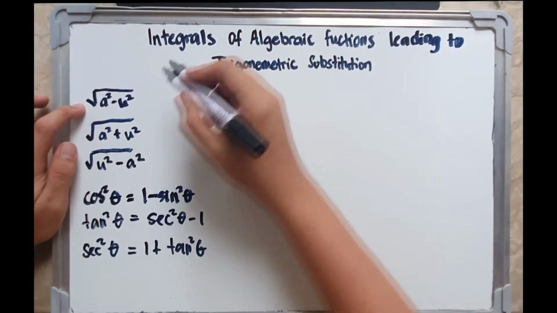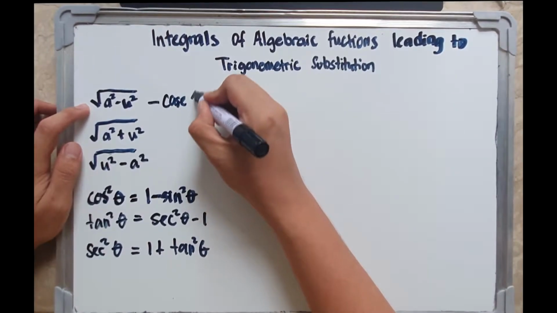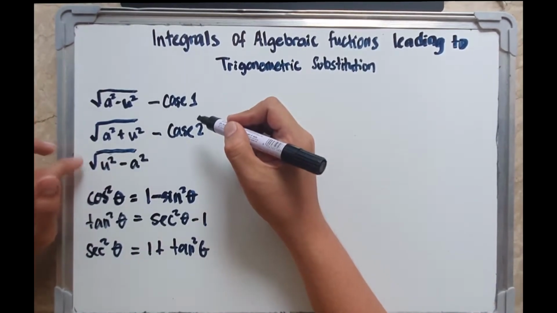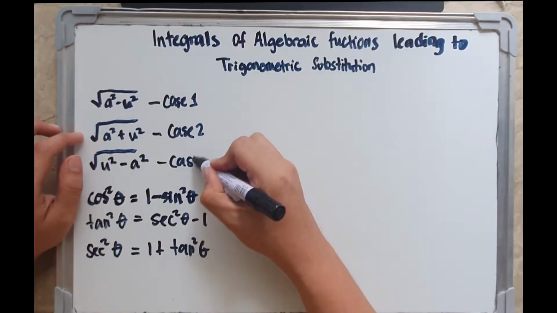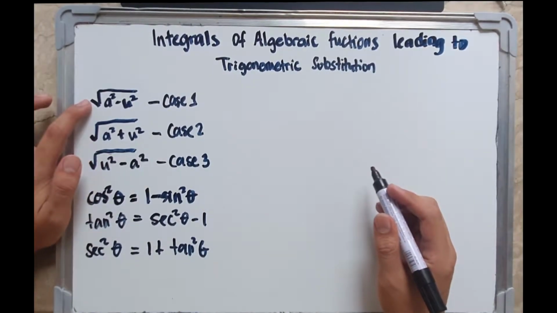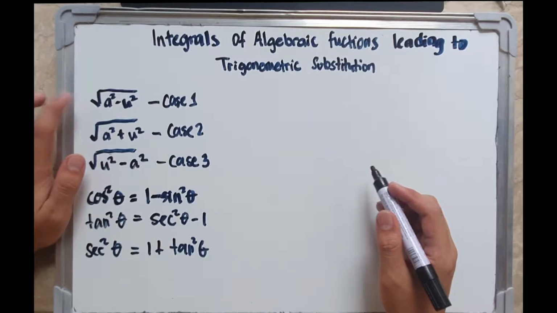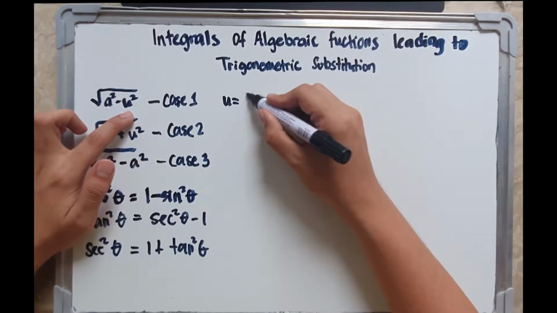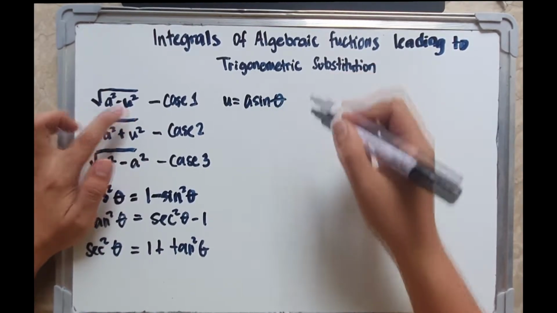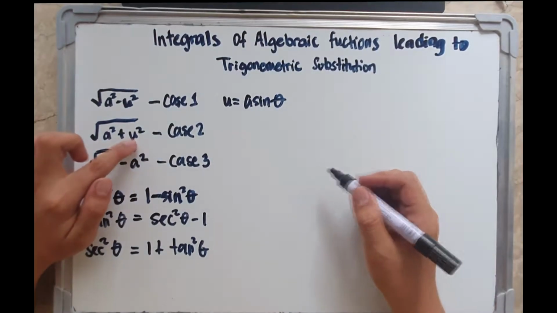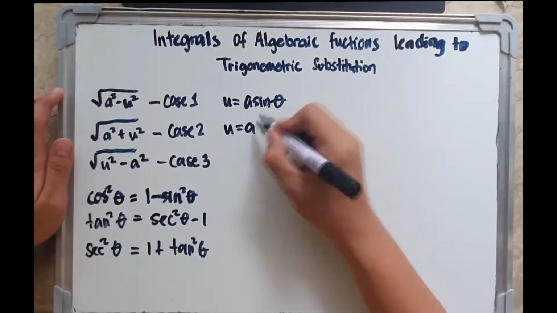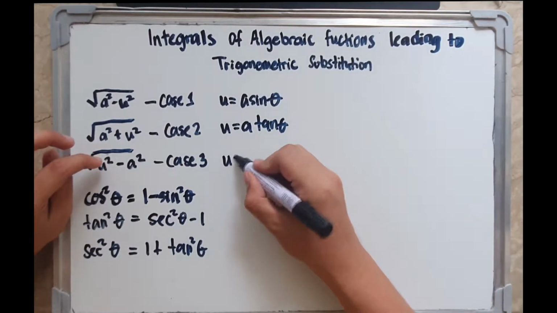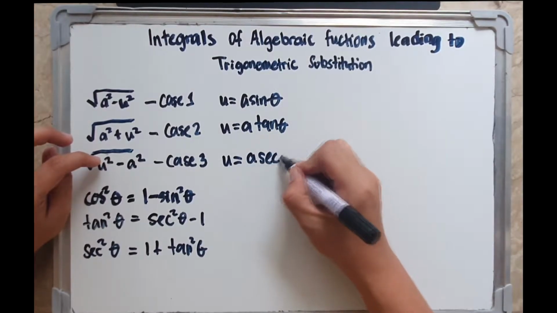So for this topic, it has three different algebraic functions. This one is known to us as case 1. When we see this one, we will use case 2. And when we see this one, that is case 3. Case 1 focuses on substituting sine. So for our u, we will substitute a sine theta. For case 2, our u, we will substitute a tangent theta. For case 3, our u, we will try to substitute a secant theta.